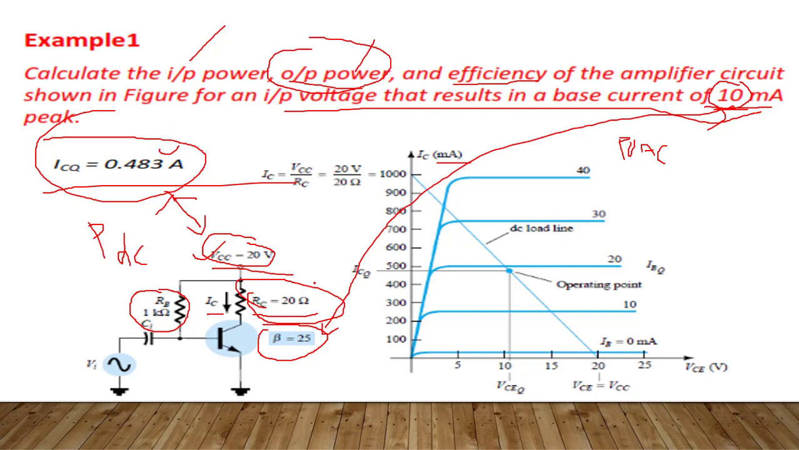You can find out any other method also. You can find VCE from that also, because already I told there are 9 formulas we have for finding power AC. You can use any formula whichever is easy for you. First you have to find IC using beta and IB. Then the power is equal to IC square into RC. RC is nothing but 20 ohm. That is how you have to find output power.